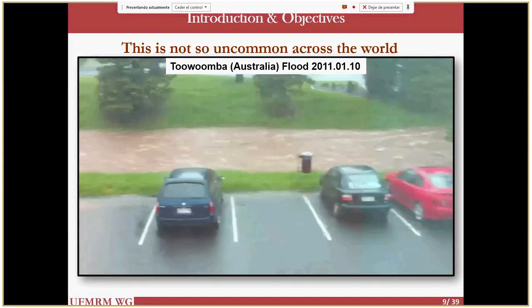So in this presentation, we will try to answer this. Why are some vehicles more stable than others? Probably you are thinking now of the weight of the car, of the vehicle, but actually this is not the only parameter that affects their stability.